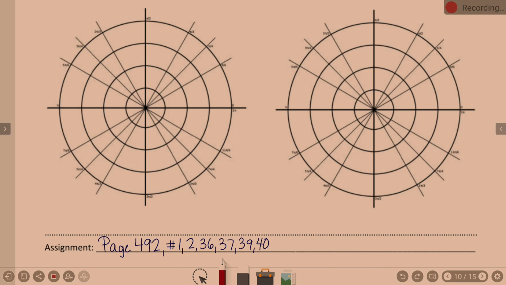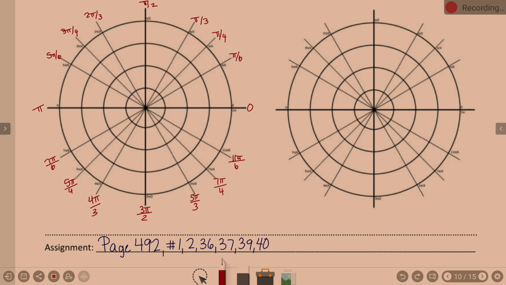0, 1. So at 0, oh, I need to label these, don't I? 0, pi over 6, pi over 4, pi over 3, pi over 2, 2 pi over 3, 3 pi over 4, 5 pi over 6, pi, 7 pi over 6, 5 pi over 4, 4 pi over 3, 3 pi over 2, 5 pi over 3, 7 pi over 4, 11 pi over 6.